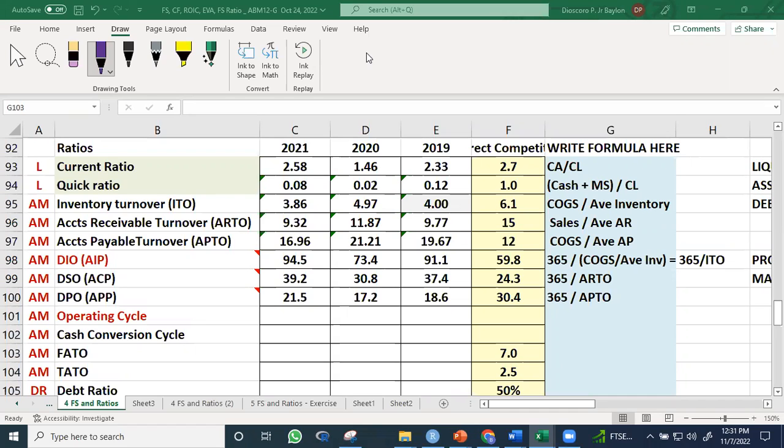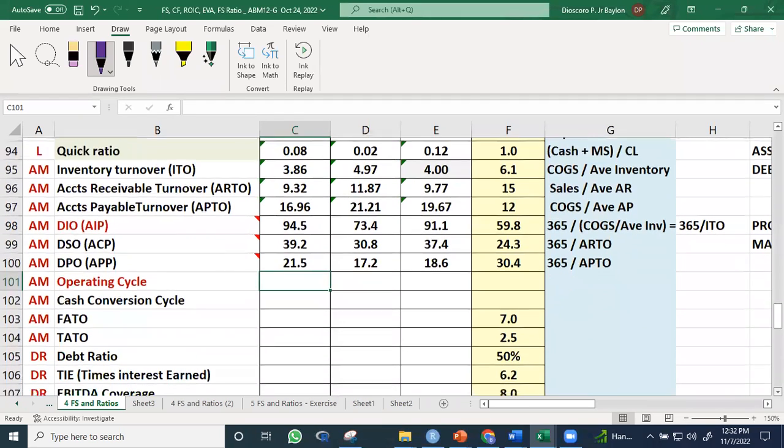So, let's wait for the others. Yung 13 na missing in action. Yan. Ang tagal, no? Really so long to respond. Okay, thank you. Okay. All right, let's go to operating cycle now. Ano yung operating cycle?